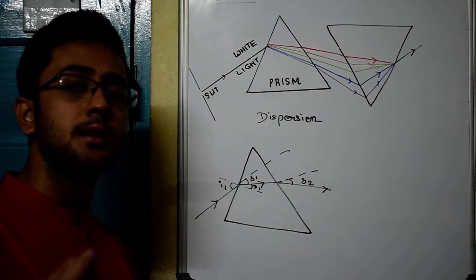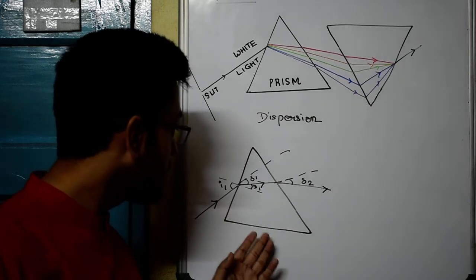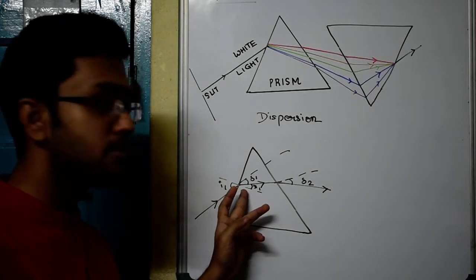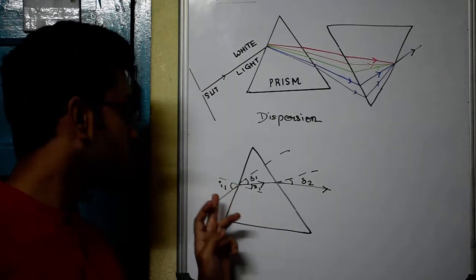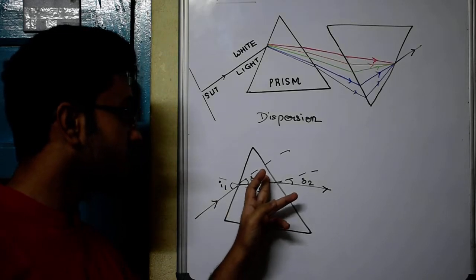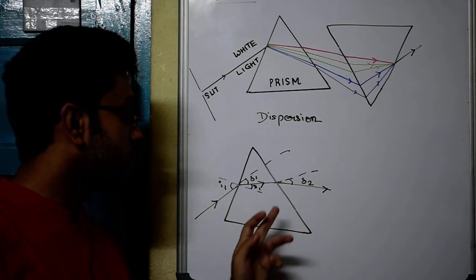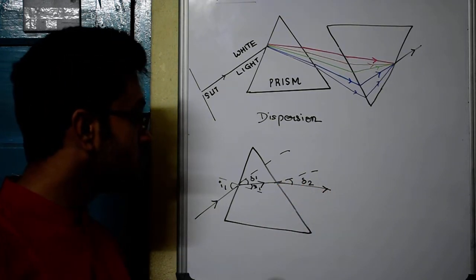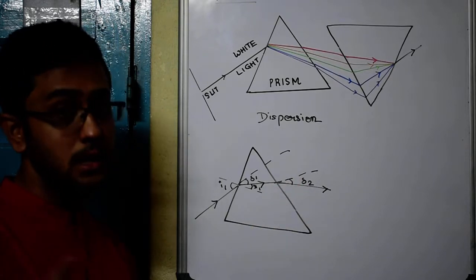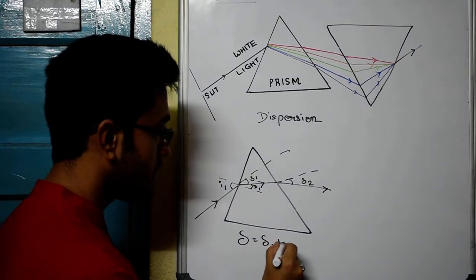Let us deal a little bit with the theory. So consider the prism here. A ray of light of any arbitrary color is incident at the first surface of the prism with an angle of incidence I1. The angle of refraction is R1 and the angle of deviation is delta 1. It travels and then emerges out of the prism. The angle of deviation at the second surface of the prism is delta 2, and the total angle of deviation delta is equal to delta 1 plus delta 2.